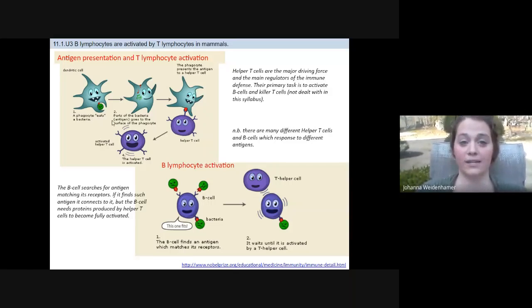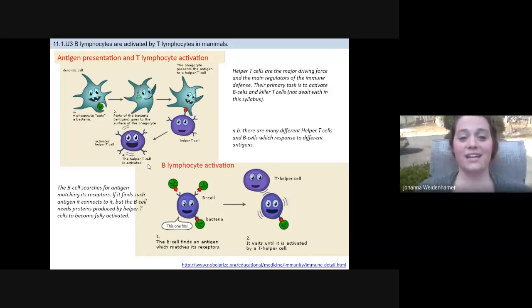So the phagocyte is still playing a role in our specific immune response. Number two, parts of the bacteria, the antigen, go to the surface of the phagocyte. Now that the phagocyte has engulfed the pathogen, it is going to have these antigens on the outside of it. So a nice little helper T cell is going to come along, and the helper T cell is now going to be activated. And remember, T cells help with recognizing antigens.